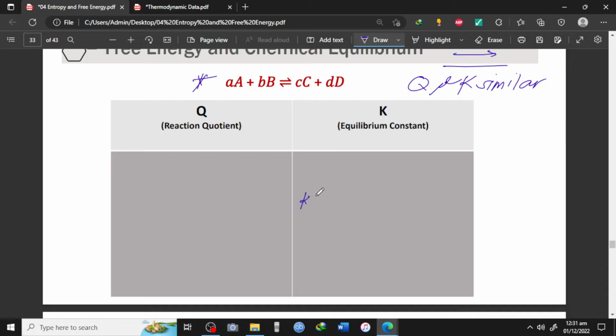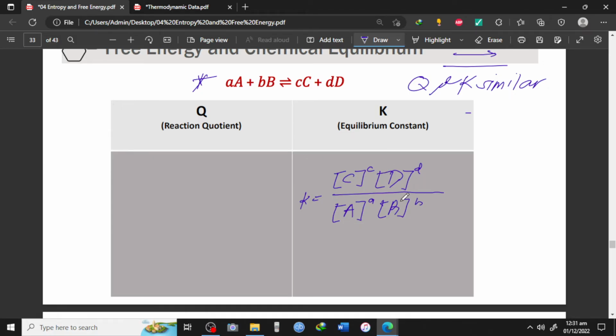So, K is equal to, so, product. Anong product natin? C, tsaka si D. Tapos, yung ating reactant is si A and si B. Okay? Ngayon, sabi natin kanina, ratio ng concentration daw ng product and reactant, pero at the same time, i-raise daw dapat natin sila sa stoichiometric coefficient nila. So, this is [C] raised to c, [D] raised to d, over [A] raised to a, and [B] raised to b. Ganun lang yun.